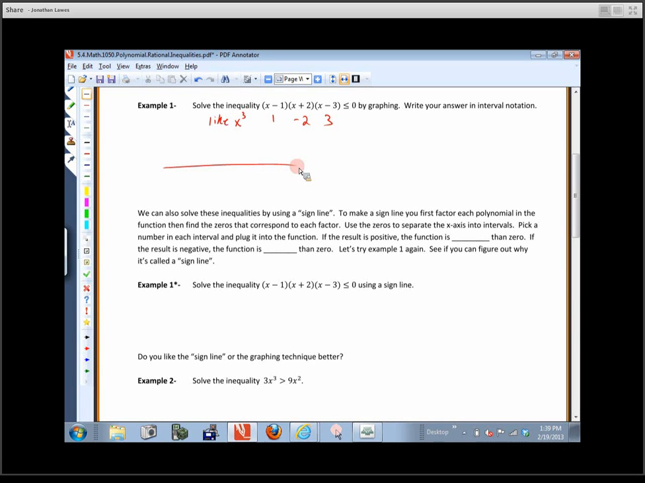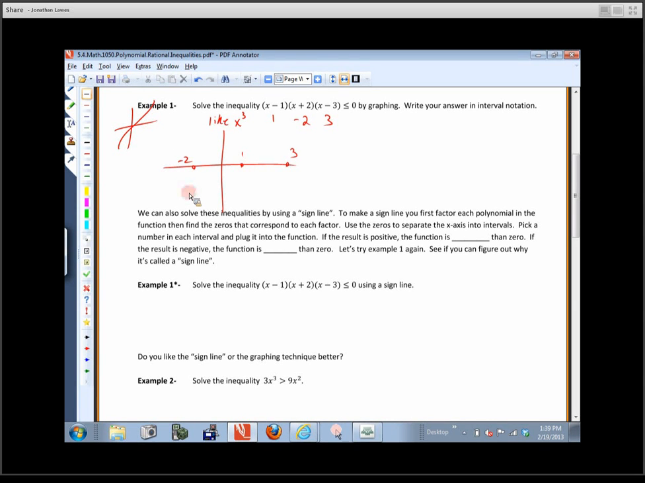Now, it doesn't have to look perfect, so I'm going to put -2 here, +1 here, and +3 here. If you want to put a y-axis on there, go right ahead. If you want to find the y-intercept, that would be fine. But all I need to be aware of is it looks like x cubed. So that means it starts down here and ends up there.